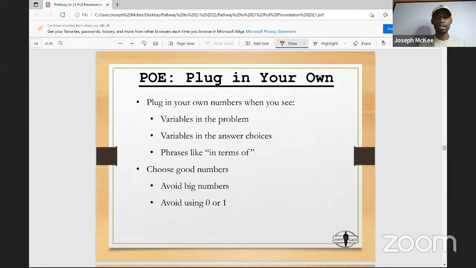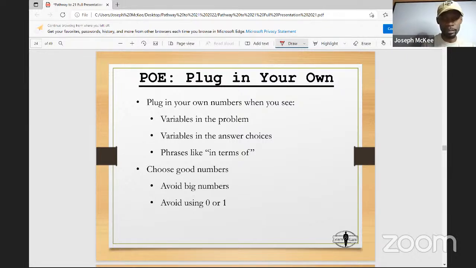Now, the second process of elimination is all about plugging in your own numbers. Now, you can use your own numbers when you have variables in the problems, variables in your answer choices, or you see phrases like in terms of. So whenever you see one of these 3, or you may see a combination of the 3, you can use your own numbers. Now, it's important to remember that you want to use good numbers.